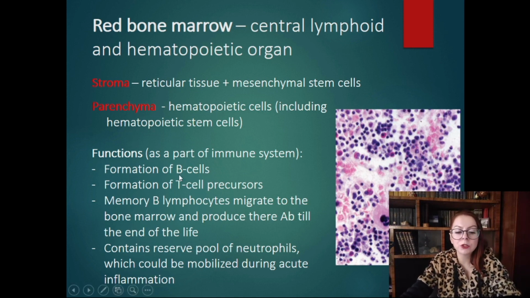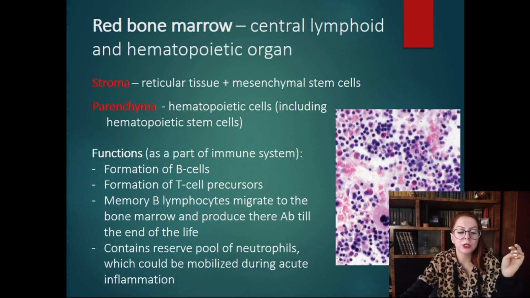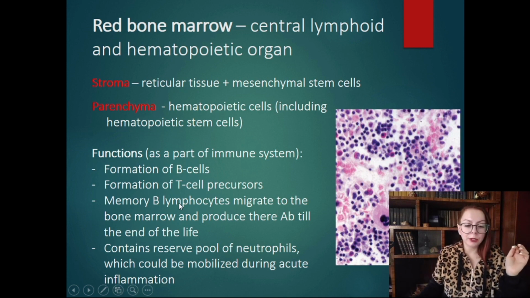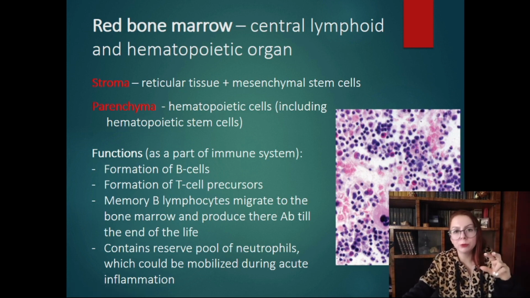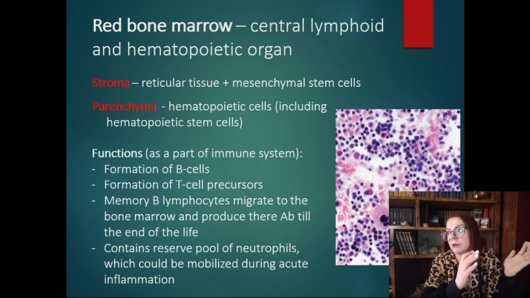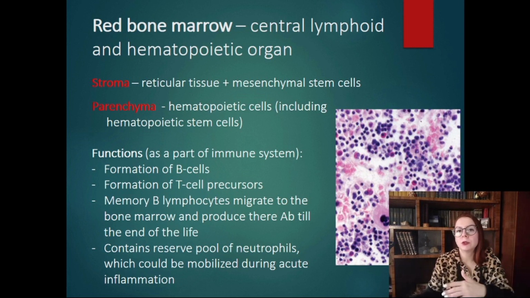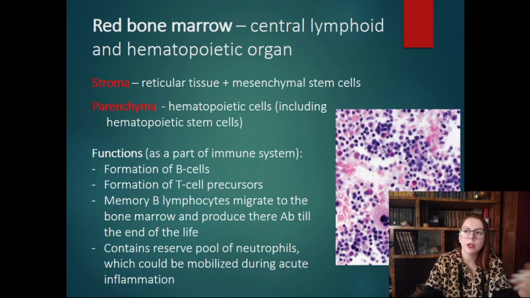And what about the functions? Of course, here B cells, T cells are formed, as well as granulocytes. Then we consider now only those functions associated with the immunity. So as the central immune organ, the red bone marrow performs the function of antibody production, because after acute inflammation, after acute infection, for example, those B cells producing antibodies actively migrate to the red bone marrow, transform into memory B cells, and till the end of their life they produce these antibodies in a bloodstream.